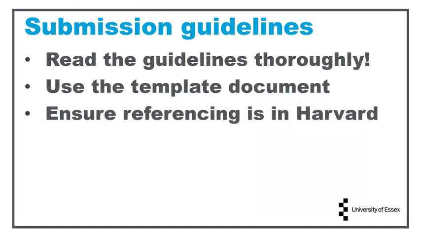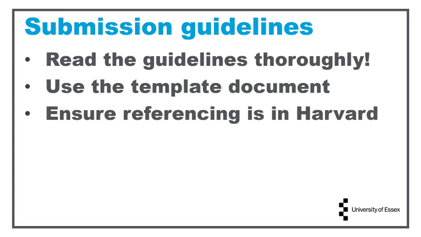Our submission page also contains the full submission guidelines for the Essex Student Journal. Before preparing your paper to submit to the journal, please ensure you have read the guidelines thoroughly. Matching your paper to the style of the journal you are submitting to is crucial for success when having your work published. Please also make sure to use the template document provided on the Submissions Guidelines page. You can copy and paste your work into the template, but make sure the formatting remains the same as the template. If you have any questions about this, do get in touch.